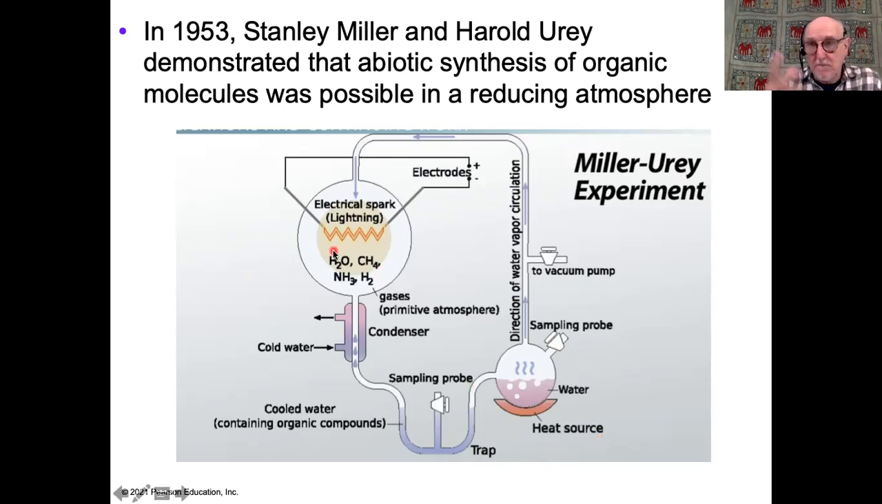They created a primitive atmosphere enclosed in a flask. They subjected it to an electric spark over a long period of time. And they began to collect anything that condensed out of this. And what they found were simple organic compounds, simple amino acids, things like this. Thus demonstrating that even if this is not the exact mechanism whereby this occurred, it certainly is possible to generate organic compounds necessary for life from inorganic compounds which are present in the primitive atmosphere.